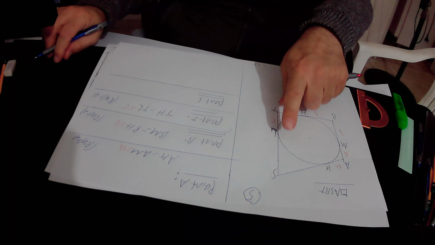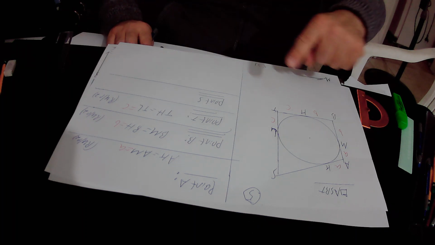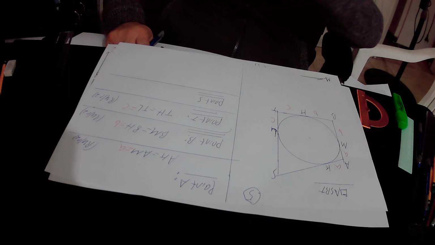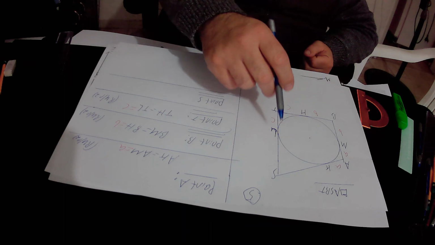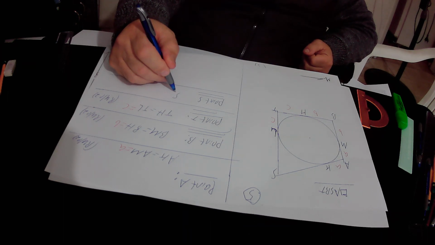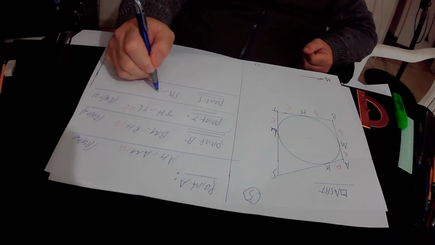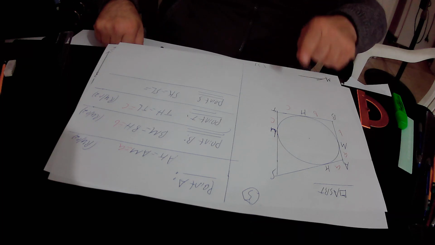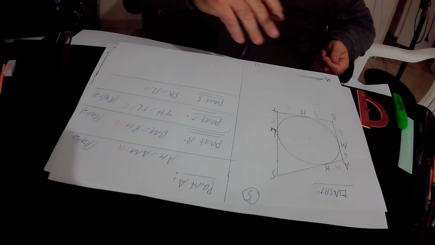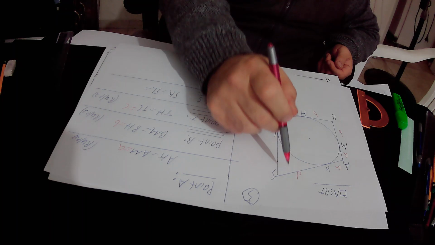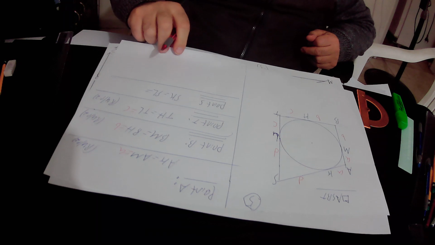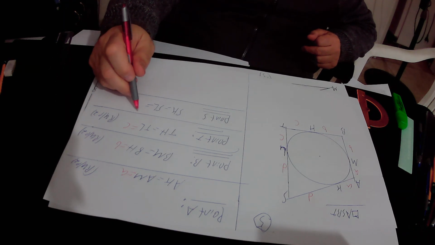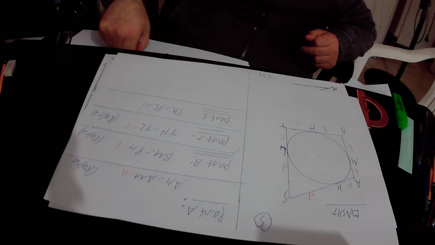So for the common external point S, we have two tangents to this circle, tangent SK and tangent SL. And according to rule 2, they are equal to each other. That is to say, SK equals SL. The length of tangent SK equals the length of tangent SL. So if we define the length of tangent SK as D, then the length of tangent SL must also be equal to D because they are equal to each other. So we found out that SK equals SL equals D according to the same rule, rule 2.